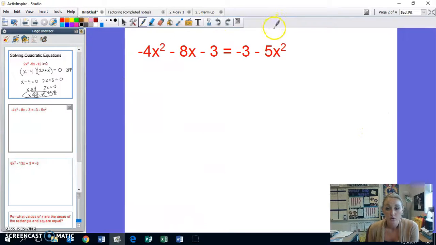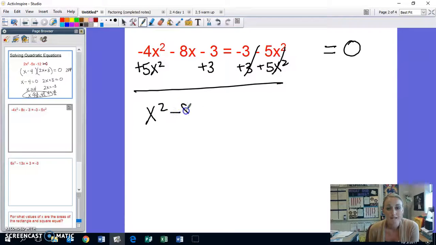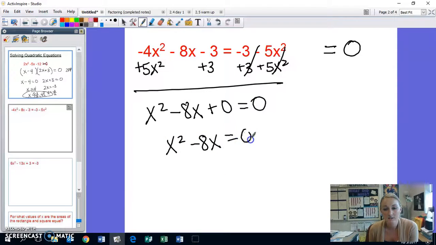If we check out example 2, the most important thing to remember before you factor is that you have to set your equation equal to 0. Otherwise, you won't be able to use the zero product property. So let's go ahead and add 3 and add 5x squared to both sides. If I add 5x squared here and add 3 here, they'll go away on this side. I will end up with x squared minus 8x plus 0 equals 0. So x squared minus 8x equals 0.